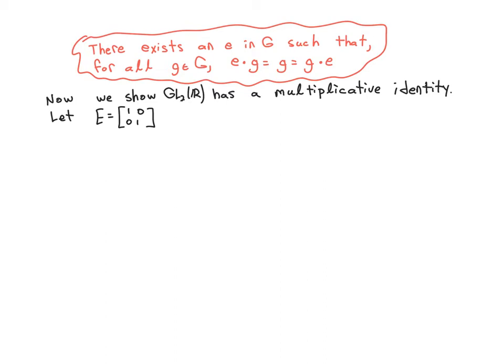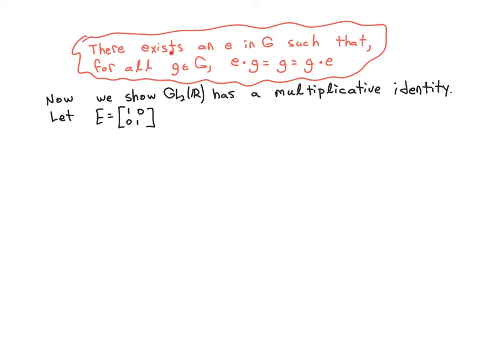Now, continuing on with the proof, it's not enough to show associativity. We have to show that your group has a multiplicative identity, which means that there exists an E in G such that left multiplication by E is the identity function. Meaning if you multiply E by any other element, you get the other element back. We already did this calculation in the other video and discovered that the correct choice of E is the identity matrix. So that's what we're going to show.